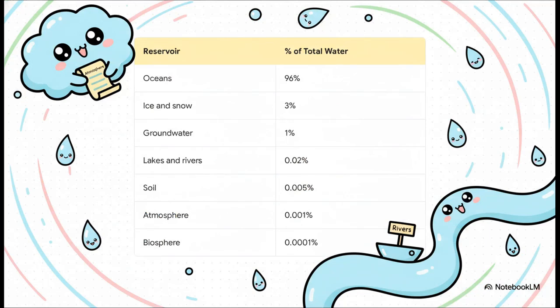So you can see the oceans are massive, but have a look at how the rest of the water is distributed. Look at those tiny percentages for things like the atmosphere and rivers. But here's the thing. Even though those reservoirs are small, they are incredibly active, and they're the parts that are moving water around the planet really, really quickly.